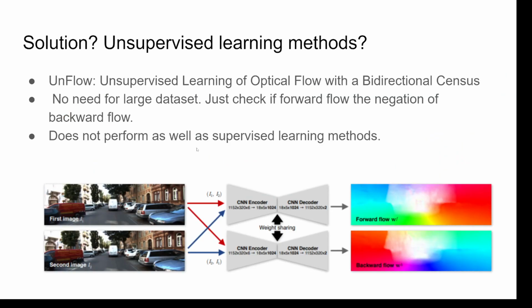Well, one solution to it is unsupervised learning. So we don't need the ground truth anymore. The key idea is that you feed first and second images into a encoder and decoder based or whatever model you have, and then you reverse the order and compute another backward flow, and then you construct a loss function that checks if the first flow is a negation of the second flow. And it is good because it does not rely on ground truth, which is really hard to obtain. However, it does not perform as well as supervised learning methods.